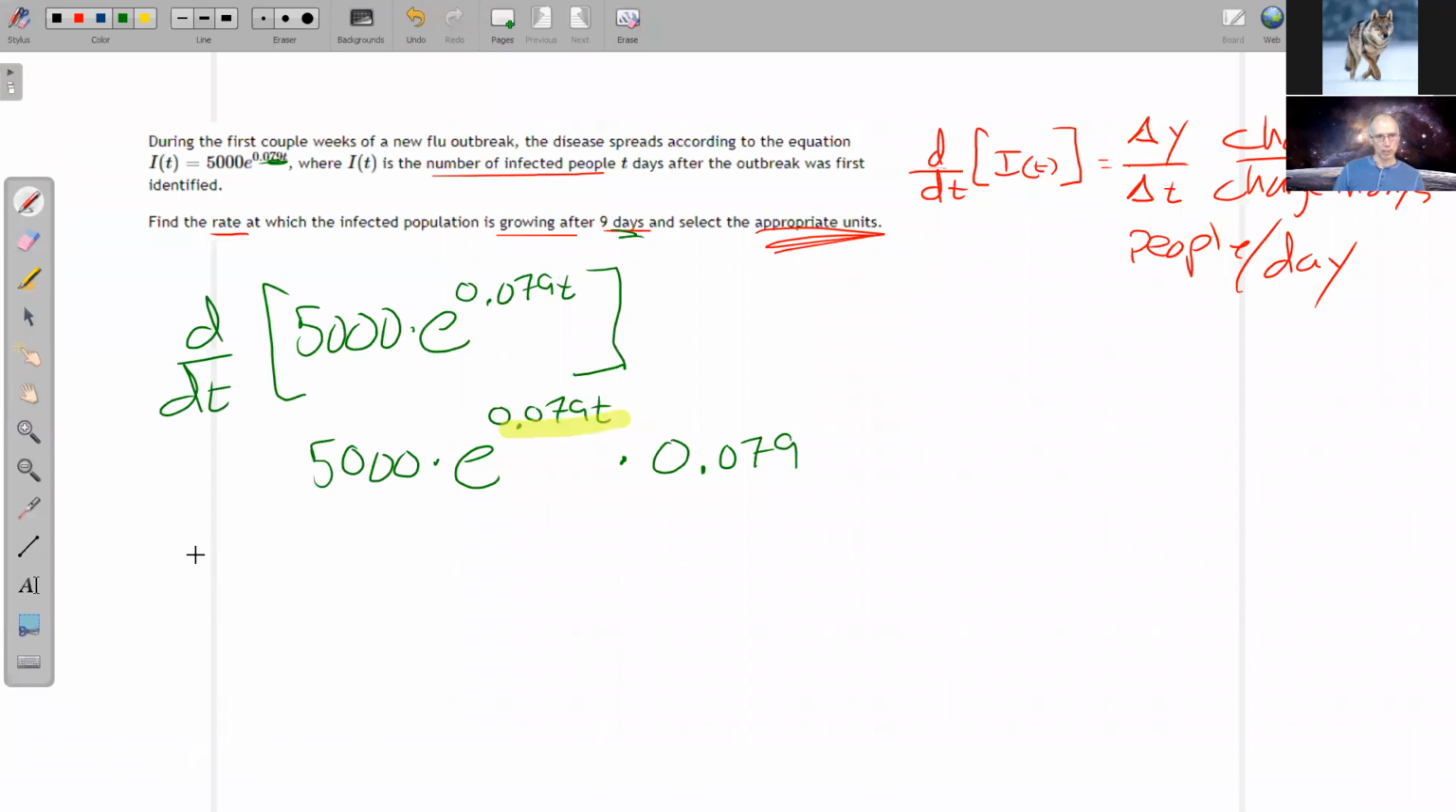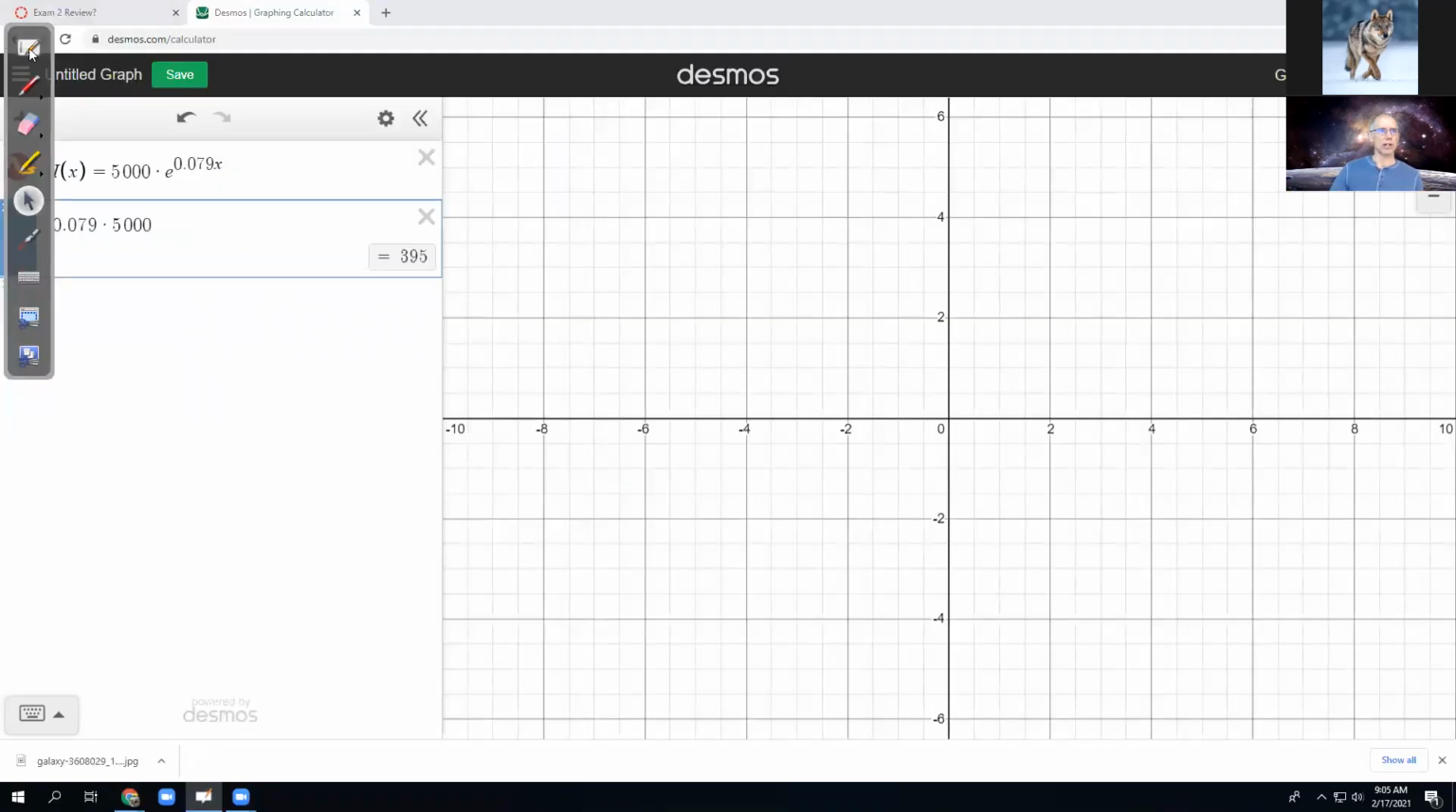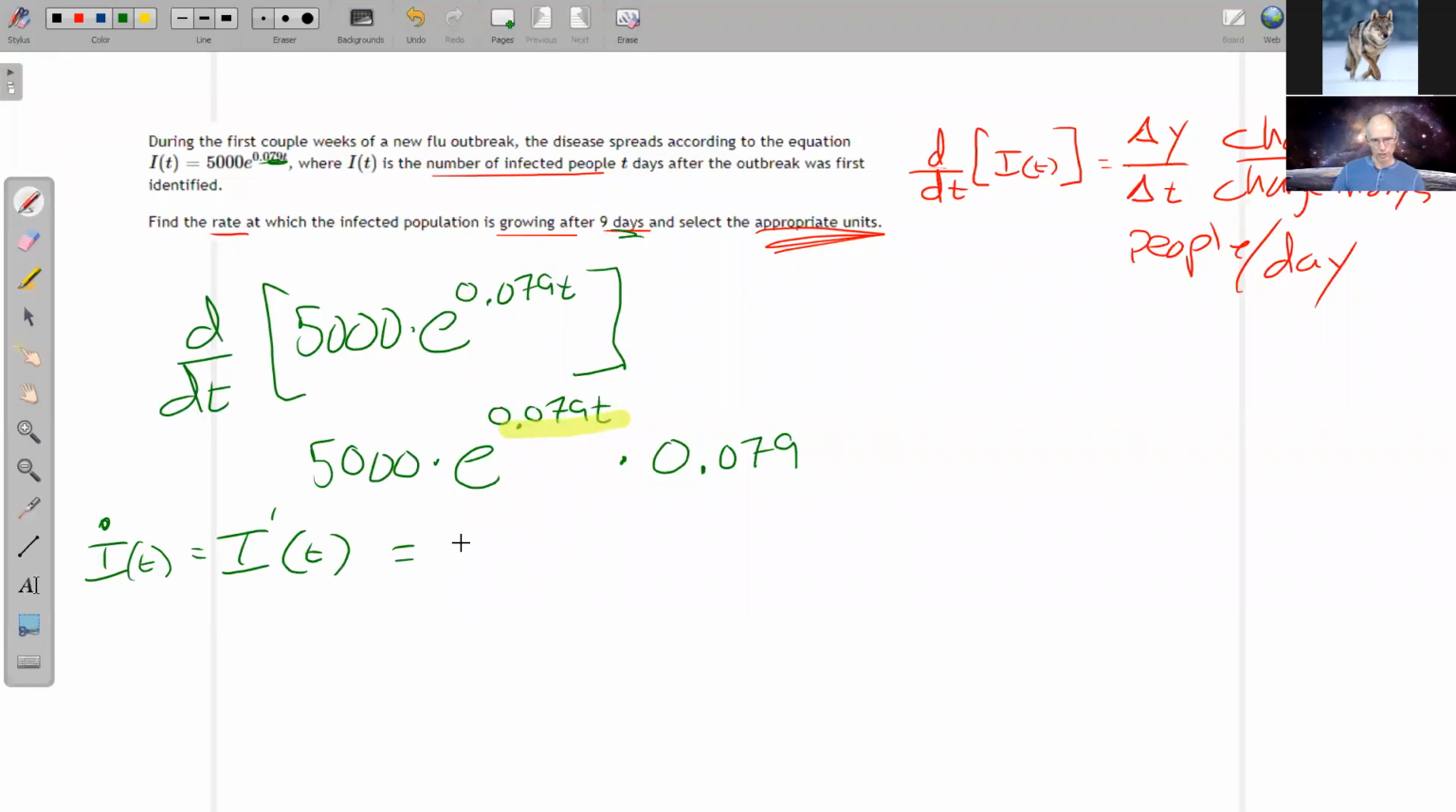So then I can clean up my derivative, call it I prime maybe, or I dot, since we have a t here. That would also be an OK notation. I dot, dI/dt, lots of ways we can call it. And was it 395? Oh, I forgot, I got lost in notation there. Yeah, 395. So the derivative is now 395 times e to that same power. And we want to evaluate the derivative 9 days in.